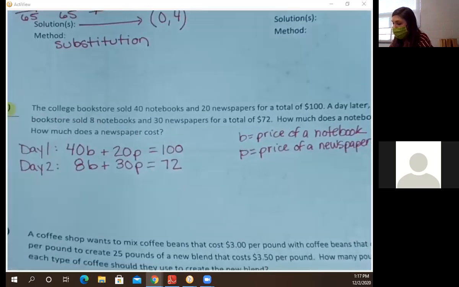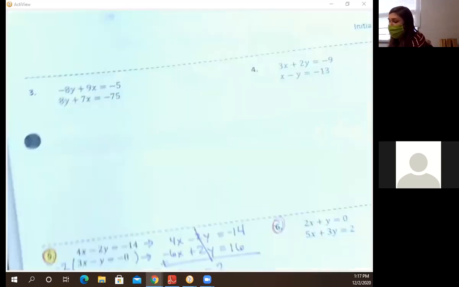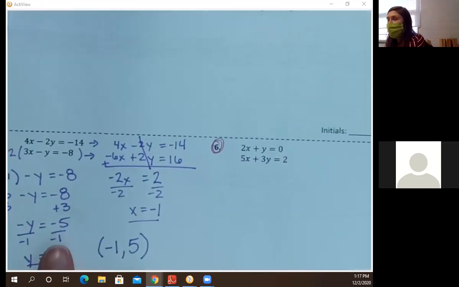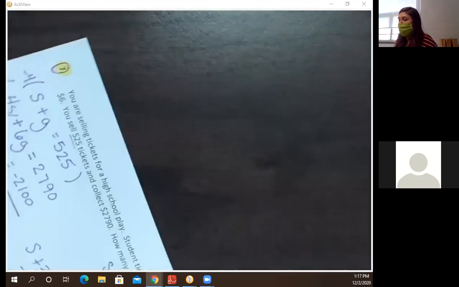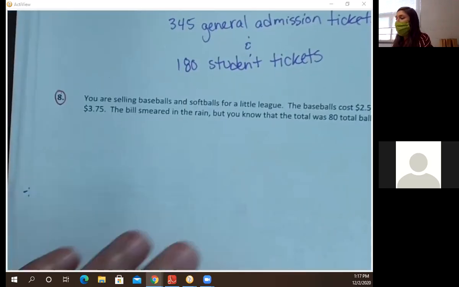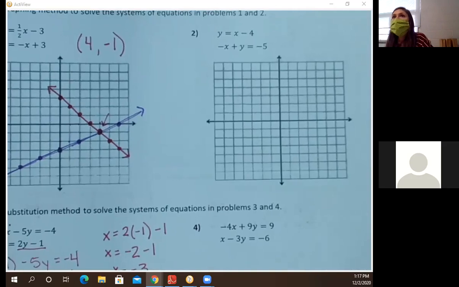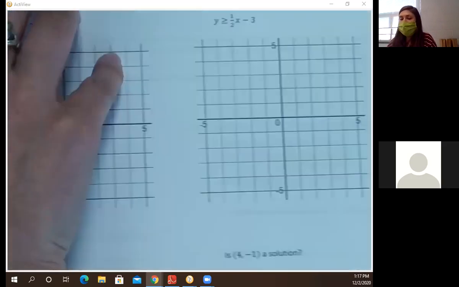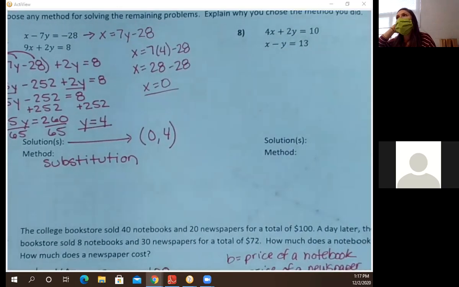So from page 139, where we started today, we started with number 5 on page 139. You have number 6 left on that page. You should have done 1 through 4 for homework. You have number 8 on page 140. And then you have the even problems on 141 and 142. That's what I want you to work on for the rest of class today.